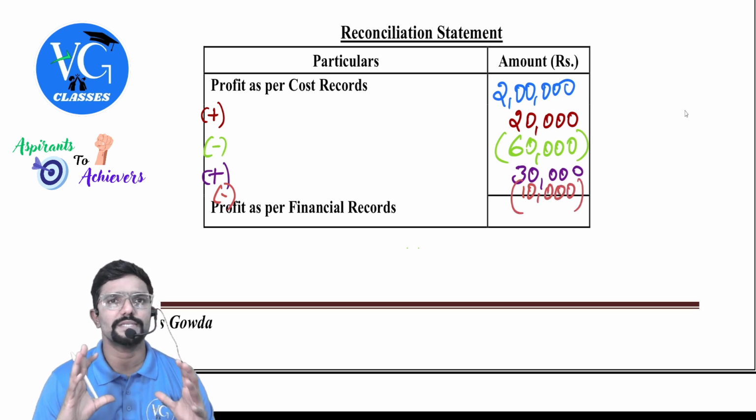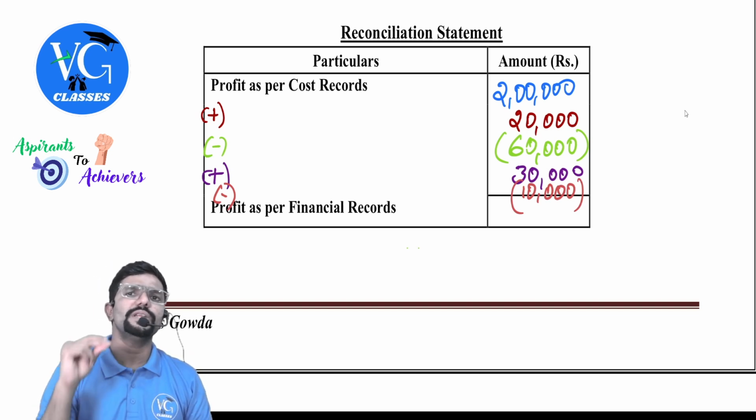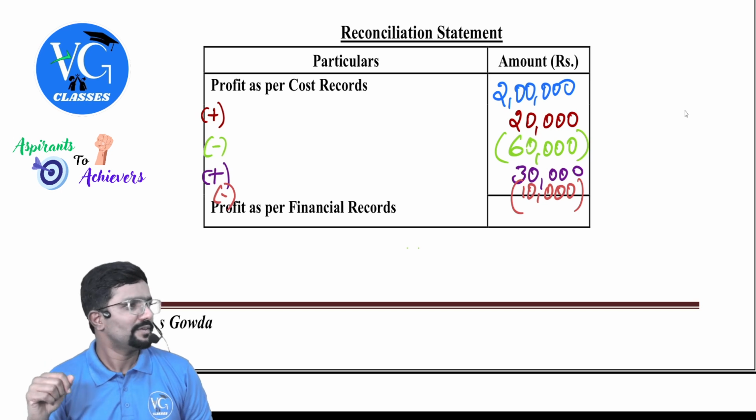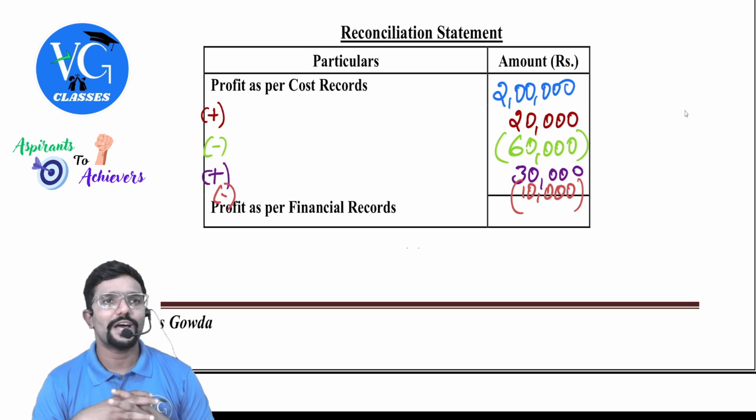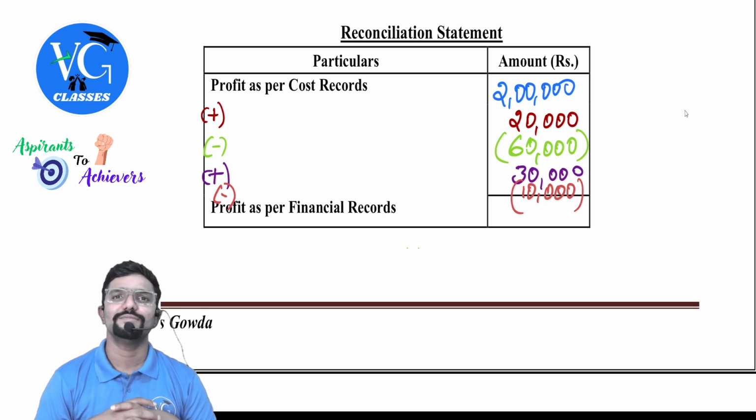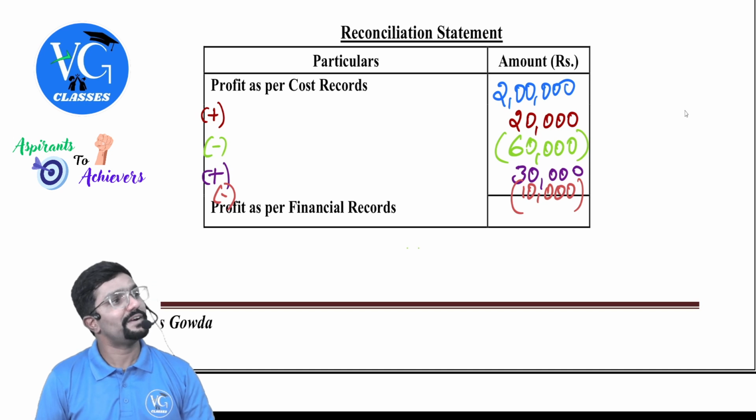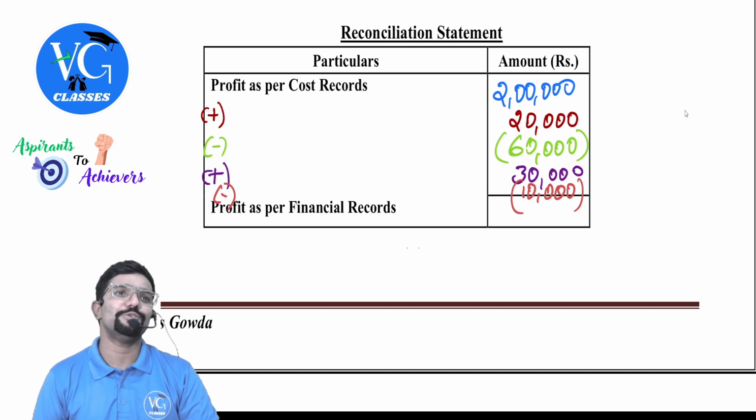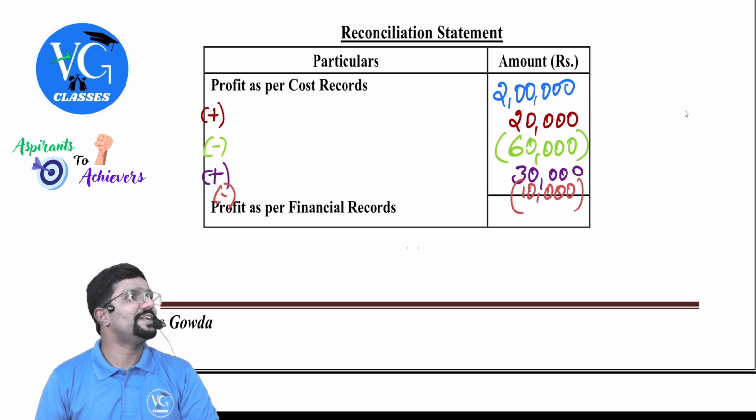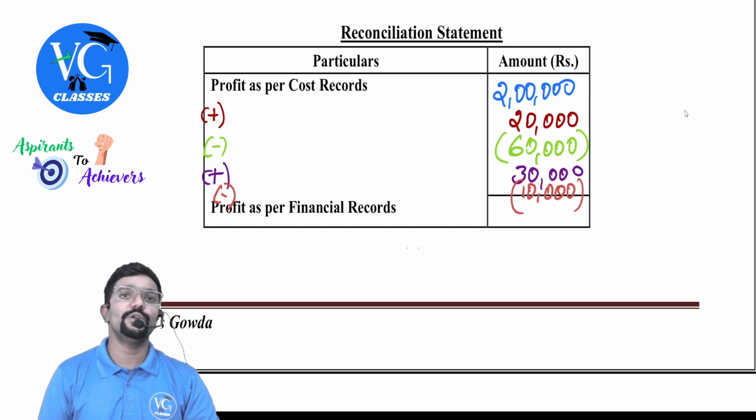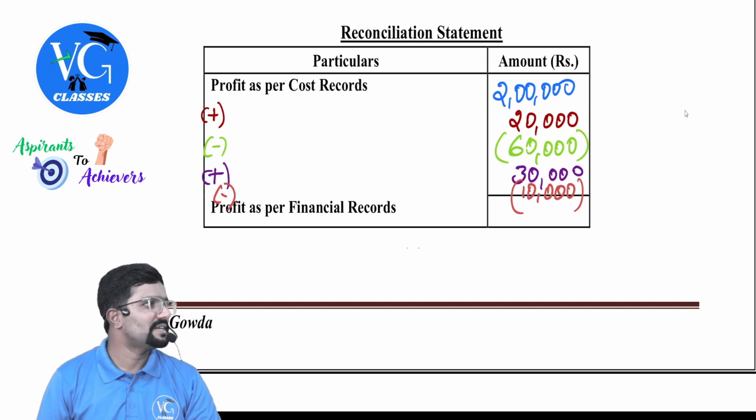Got it? These are the pure items which we will record only in one book but not in the other books. Are we done? No, we are not. What we are yet to learn, sir, is that there are a few transactions which we will record in both the books, but at different values. Now, how do we treat it, sir?